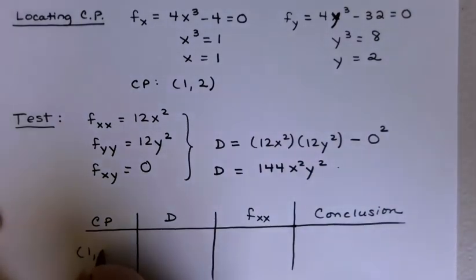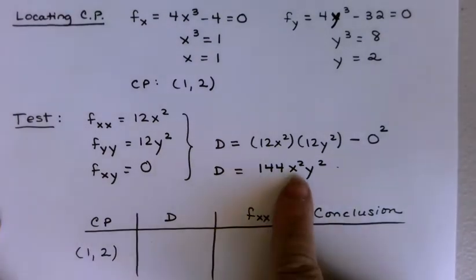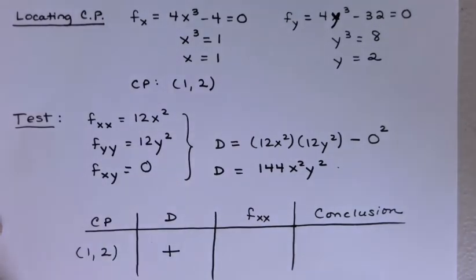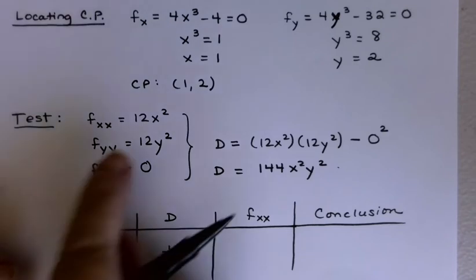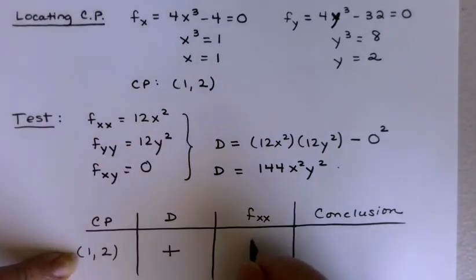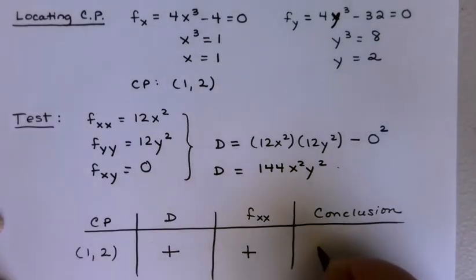So in this case, our only critical point was (1, 2). Notice that if you plug that into D, certainly with the squares there, you're going to get a positive value. We don't really care that much what that value is, just if it's positive or negative. And f sub xx, again, if you plugged in x equals 1, you'd obviously get 12, which is positive. So a positive D and a positive f sub xx, if you just glance at the chart at the top of our page, our conclusion should be that this is a minimum.